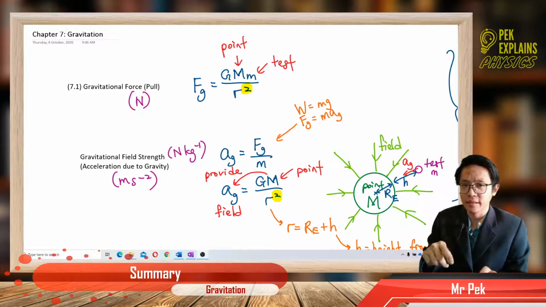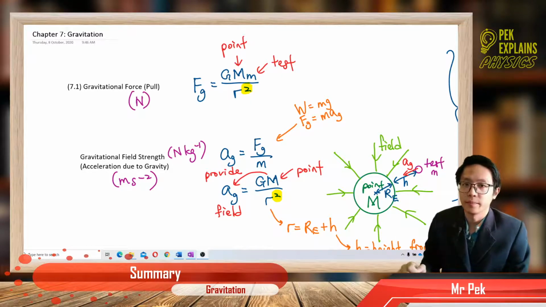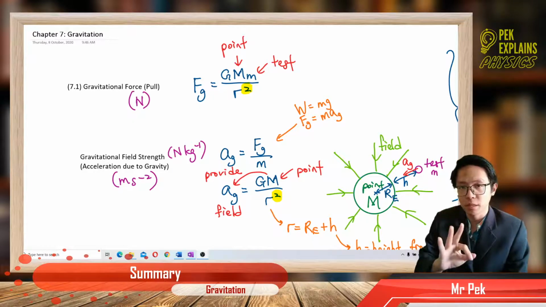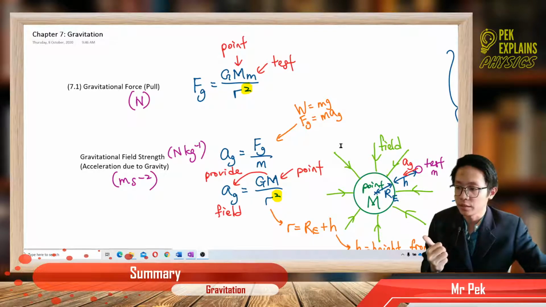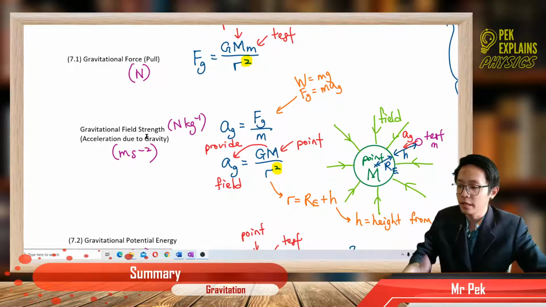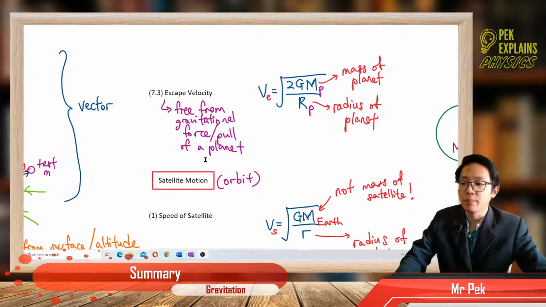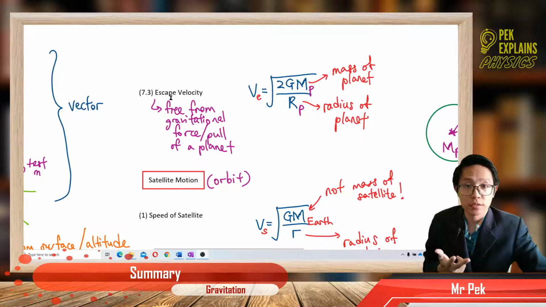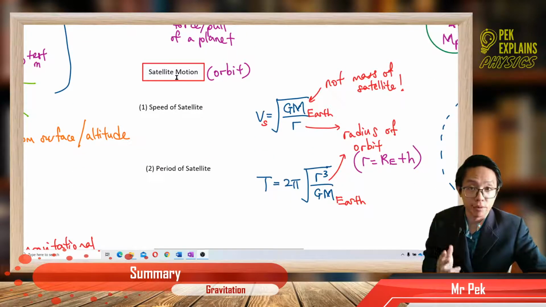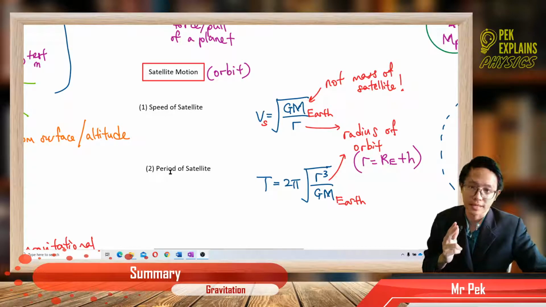Okay, now let us enter a new chapter called Gravitation. Today, I just want to summarize a few things that we will learn in this chapter. We have three subtopics. The first one is gravitational force and gravitational field strength. Then, in 7.2, we will learn gravitational potential energy. In 7.3, we will learn about escape velocity, satellite motion, and also the speed of a satellite and the period of a satellite. Okay?